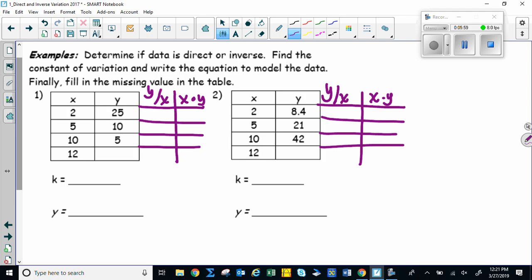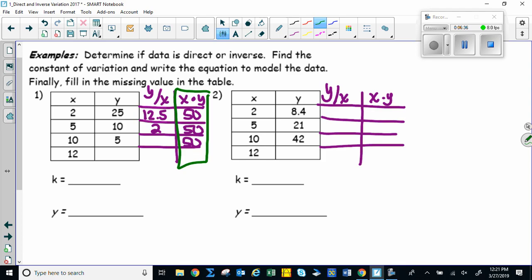So if I take 25 and divide it by 2, that's why you guys have calculators, what would I get? 12.5. Good. And if I take 10 and divide it by 2, I get 2. Okay, those numbers aren't the same, so I'm going to move on. So now let's multiply x and y. So 2 times 25 is 50, and 5 times 10 is 50. Okay, so I found my winner because I have a constant x times y.